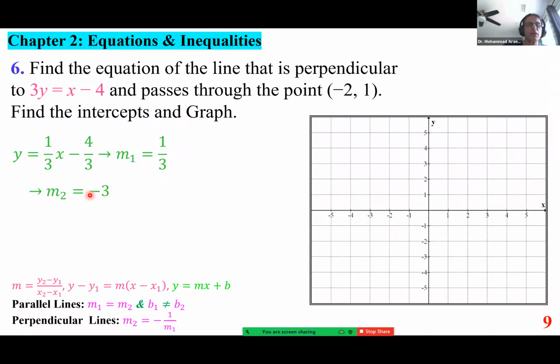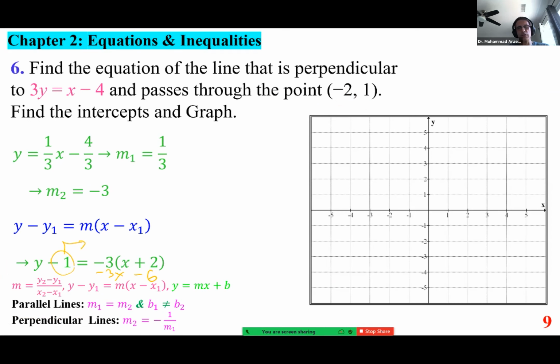This is the line we are interested in, the line with this slope and this pair. So we're going to use this formula, and we're going to plug in this pair with this slope. So y minus 1 equals m, which is -3, times x minus -2, which makes it +2. Obviously, we are going to distribute, meaning this is going to give us -3x minus 6. We're going to move this and make it +1 on the other side. And here's your final answer.